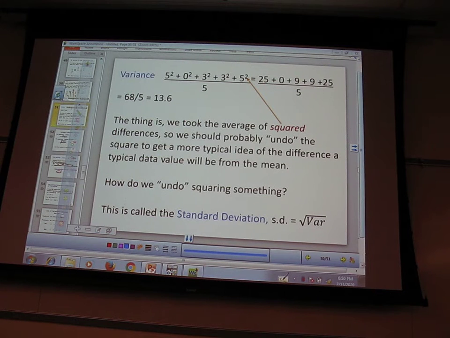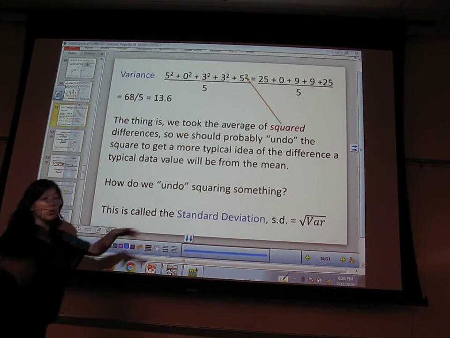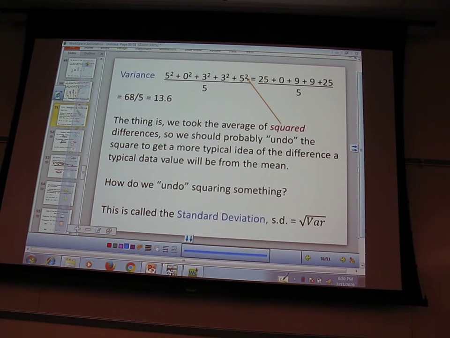standard deviation. So standard deviation is the square root of the variance. Because the variance is the average of all the squared values. You square root that, and that's the standard deviation. Let me give you an example.